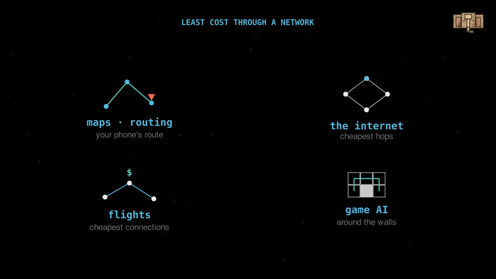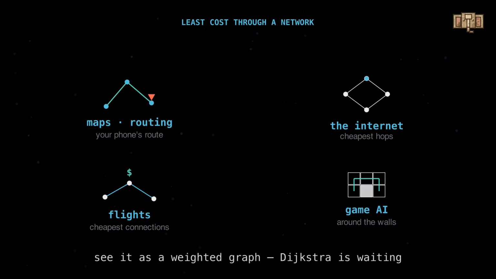Each state is a city. Each move is a road. See your problem in that shape. And Dijkstra is already waiting. So drop the stone and watch the wave.